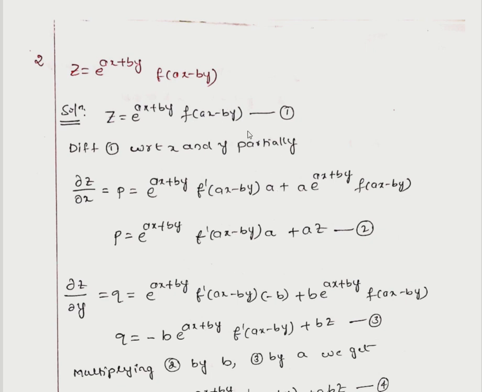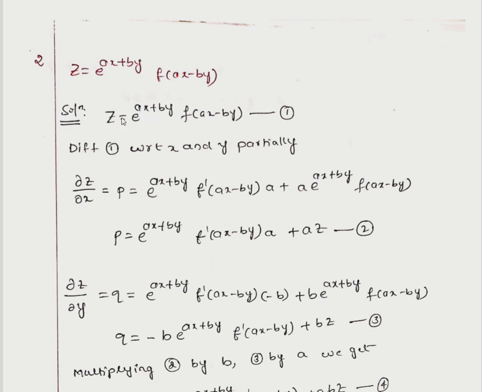Plus second function into. Here what is the second function? F of ax minus by is the second function. Second function into differentiation of first. What is the differentiation of e power ax plus by? Here how to differentiate this? It is in the form of e power ax. What is the differentiation of e power ax? A into e power ax.